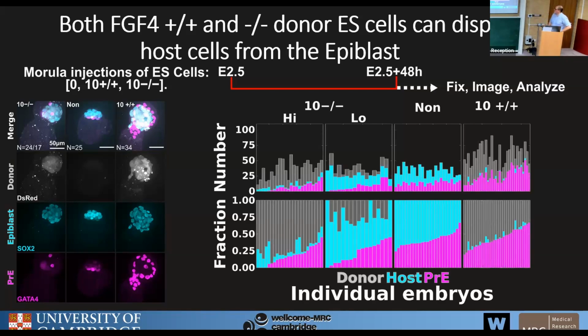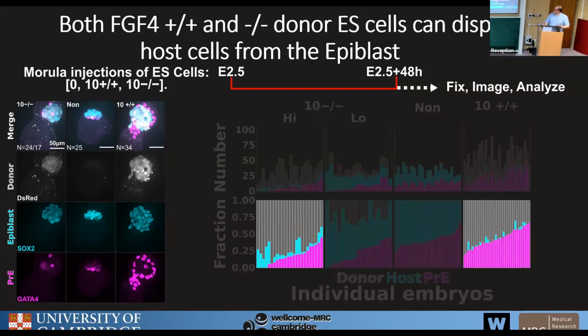When we go through and quantify this, I'm going to show you a few ugly graphs like this, but we can come back to this. Each vertical bar is an individual embryo, and then it's split by colors. So in these, the gray is donor cells, the green or the cyan is epiblast, and the magenta is primitive endoderm. But the important thing I want to point out here is that in both instances, both the null and the wild type, the host compartment is completely depleted in the epiblast.